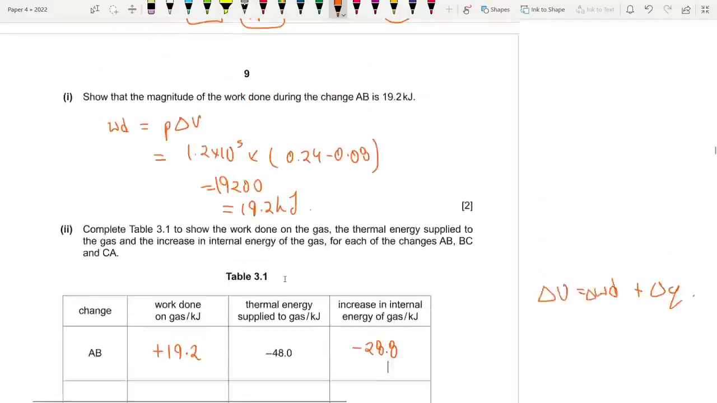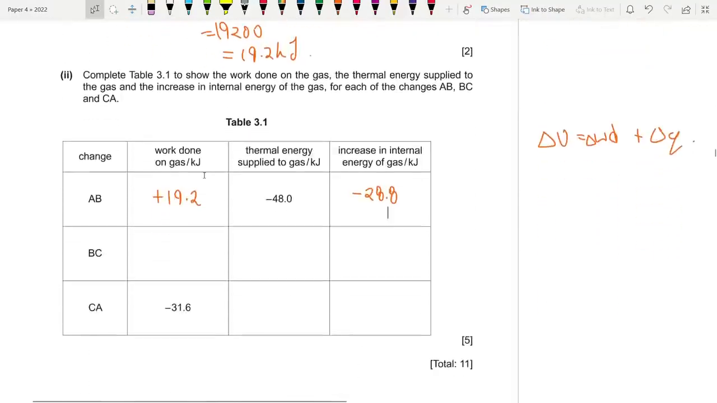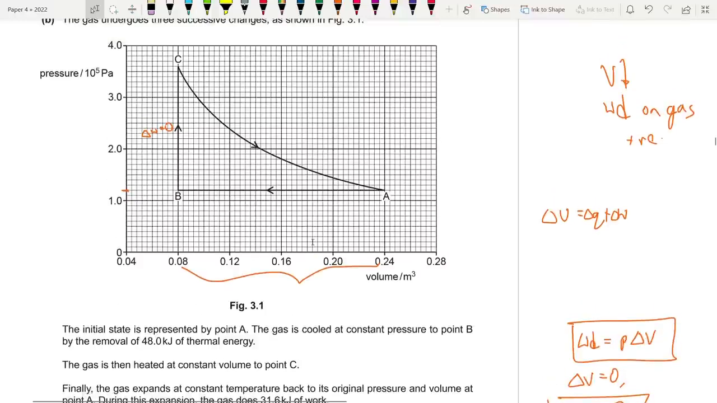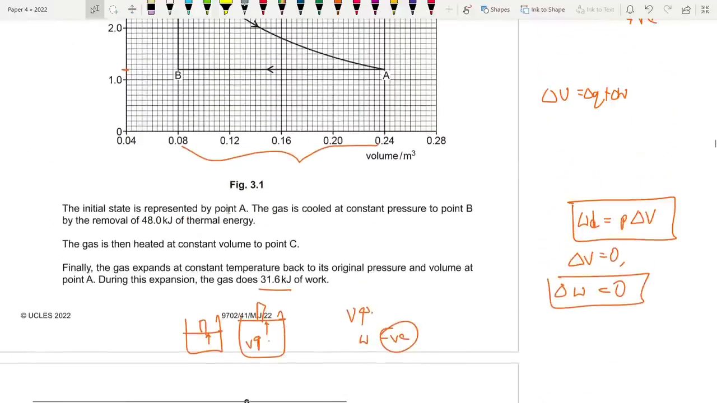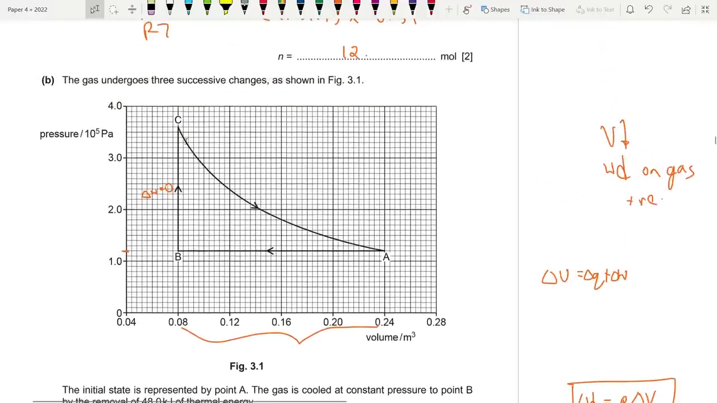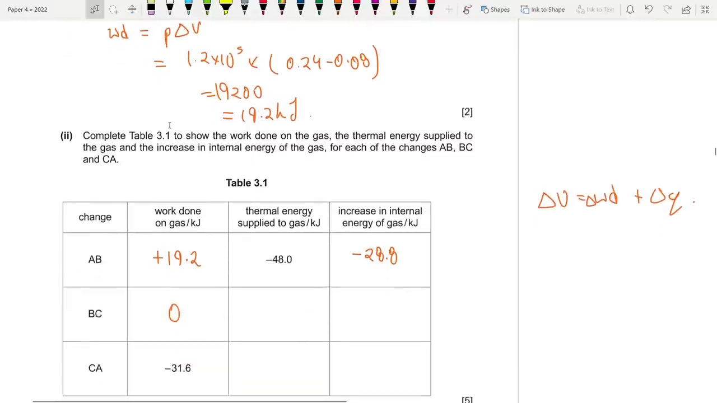So for BC, I already told you something. Since the volume was constant, the work done on the gas was in fact zero, and it was heated. Okay, so in the first phase we lost. So for B to C, we don't know the change in thermal energy, do we? Okay, we don't know that yet.